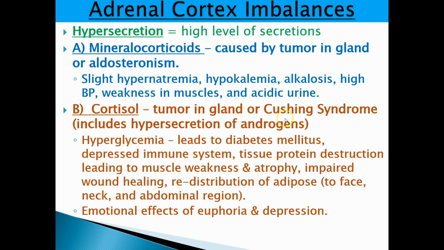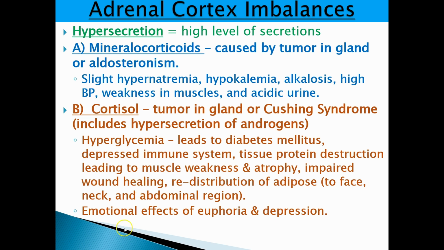So in this case, Cushing's syndrome, having a hypersecretion, notice, still causes this. Notice muscle weakness and atrophy, because literally tissue protein is being destroyed to form glucose and glycogen. Impaired wound healing, and then redistribution of adipose. This one's really unique. So to the face, to the neck, and abdominal region. So adipose gets kind of distributed to your upper extremities, and it looks kind of unique when this starts to happen for individuals that have Cushing's syndrome.